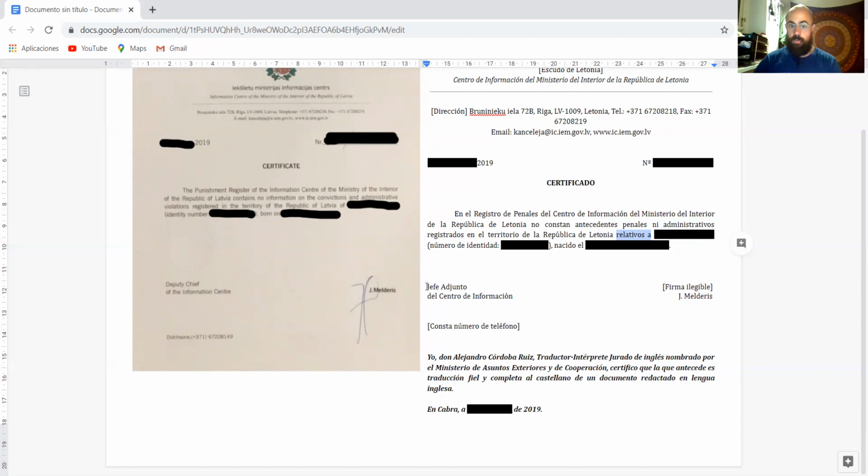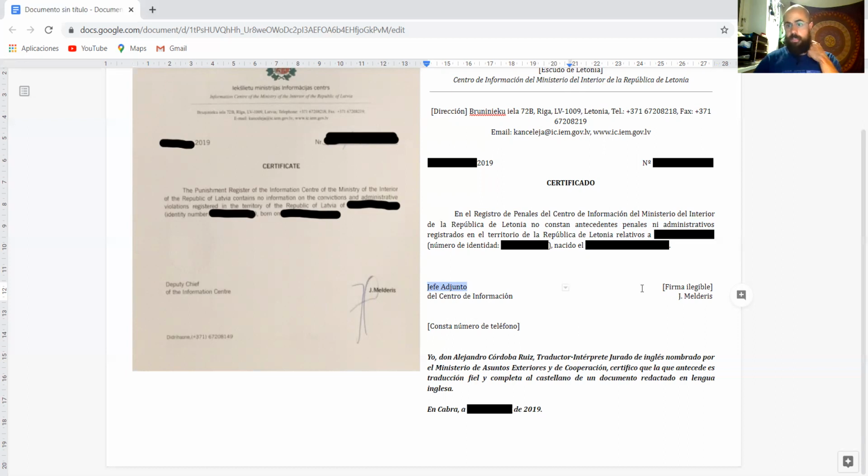Then here we have jefe adjunto del Centro de Información. Usually this is a common word in Spain, in Spanish. Deputy chief as jefe adjunto. Even though deputy is quite often translated as vice, in the case of deputy president as vicepresidente, in this case it is commonly accepted that it is adjunto, as the second person in charge.